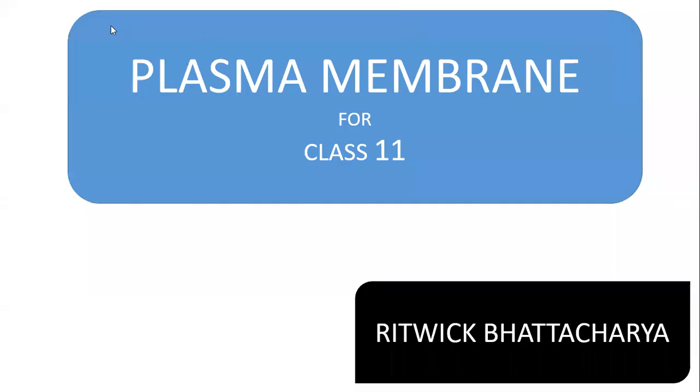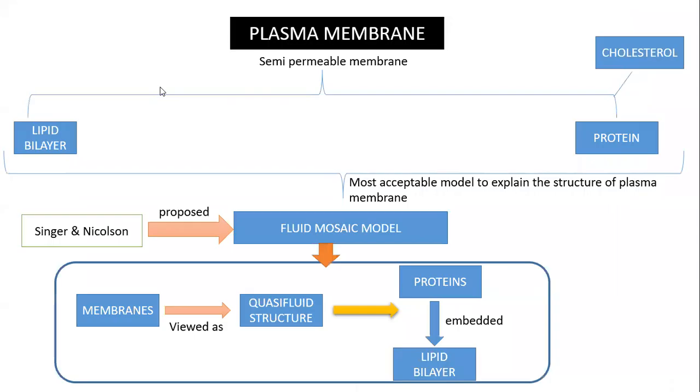Okay, so today I am going to describe a topic which is the plasma membrane. At first we have to know what the plasma membrane is. What is the basic definition of the plasma membrane? The plasma membrane is nothing but a dynamic fluid-like structure which forms the external covering of a cell. It particularly acts as a semi-permeable or selectively permeable membrane.